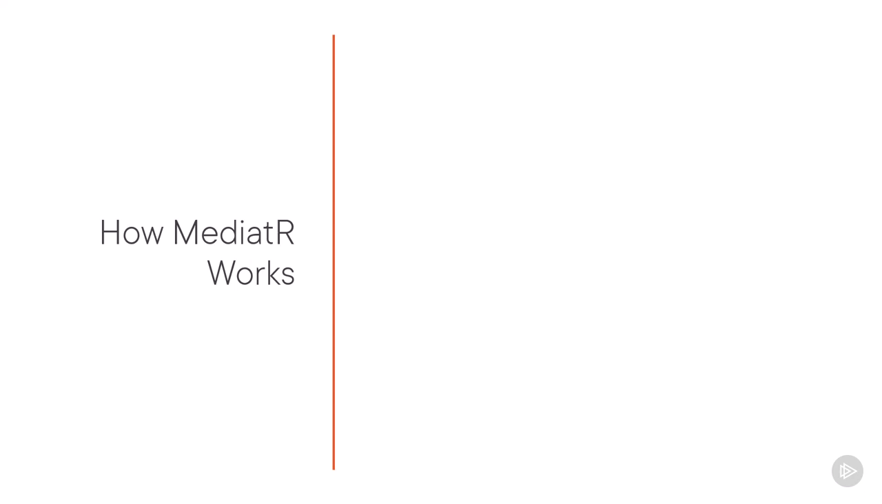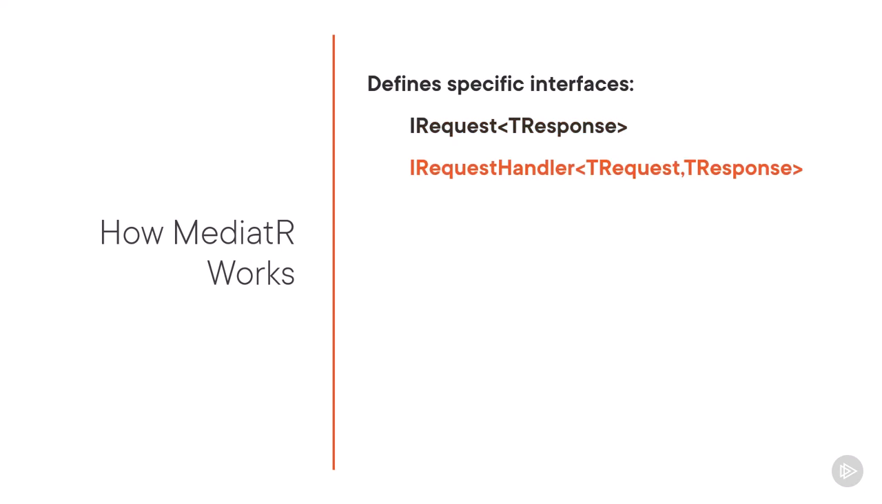Mediator defines certain interfaces, like IRequest<T> and IRequestHandler<TRequest, TResponse>, where TRequest must implement IRequest. So essentially, when you create a type that is an IRequest of some response, then you create a corresponding request handler that handles that type and the associated response.